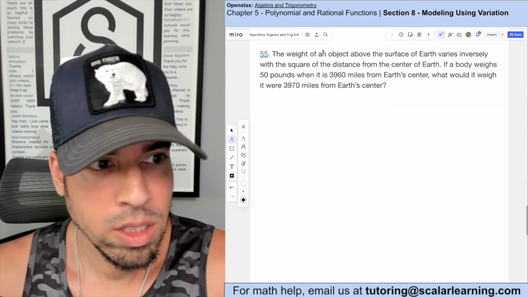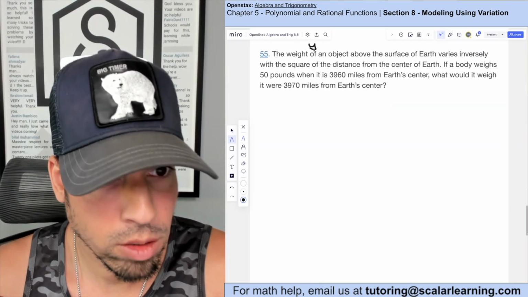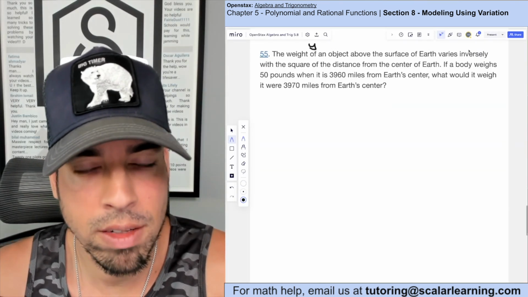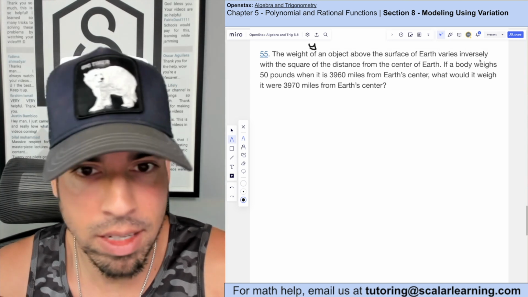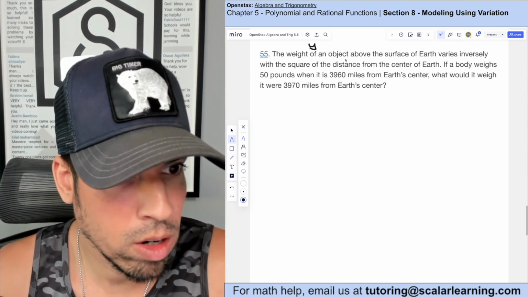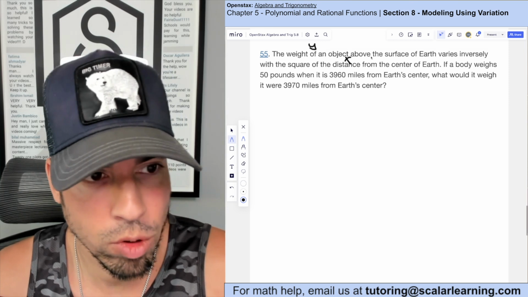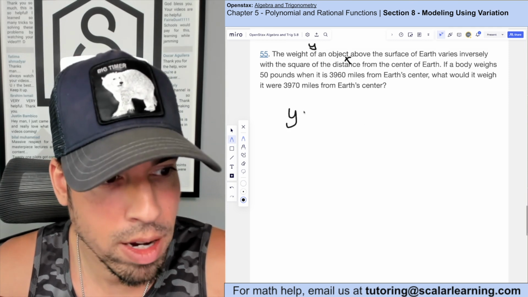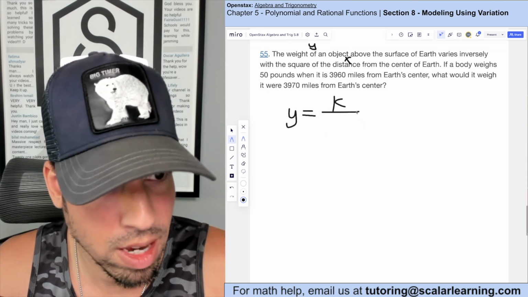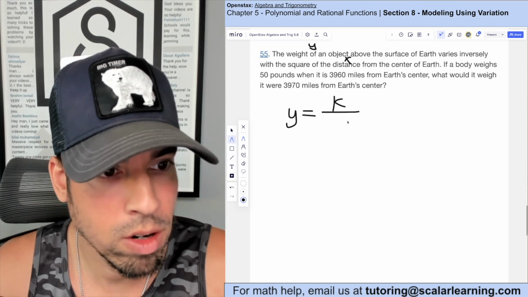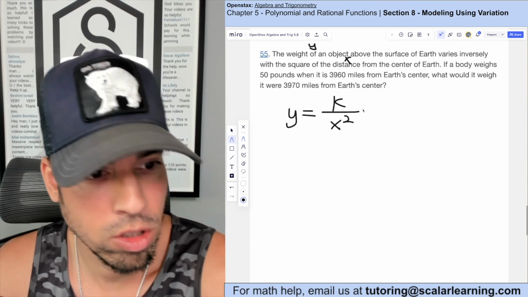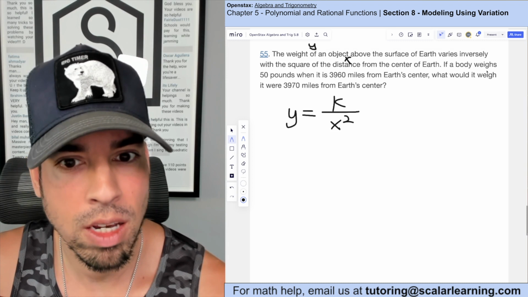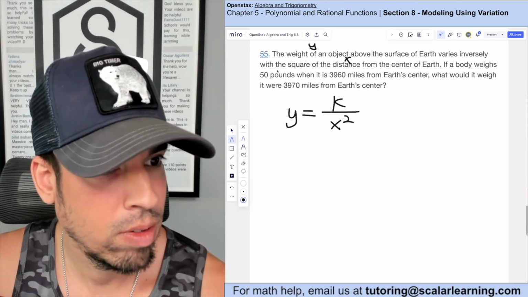Done. For this one, it says the weight of an object, we'll call that y, varies inversely. So again, that's going to be k over something, with the square of the distance from the center of the earth, which we'll call x. So y varies inversely. That means k over the square of the distance, meaning x squared. So there's our general equation. Then it says if a body weighs 50 pounds, that's y.